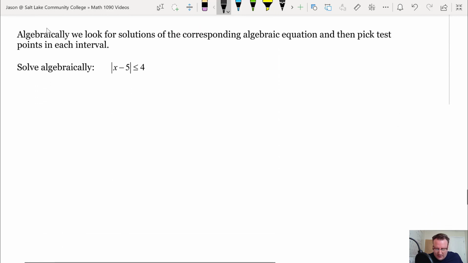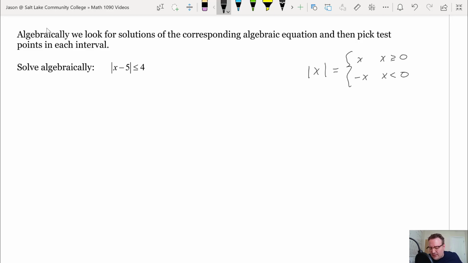Now, how do we solve such a problem, an inequality involving absolute values, algebraically? The key is to think of this in terms of the absolute value function. Remember the definition of absolute value: the absolute value of x is equal to x when x is positive or 0, and the negative of x when x is negative, or the opposite of x when x is negative.